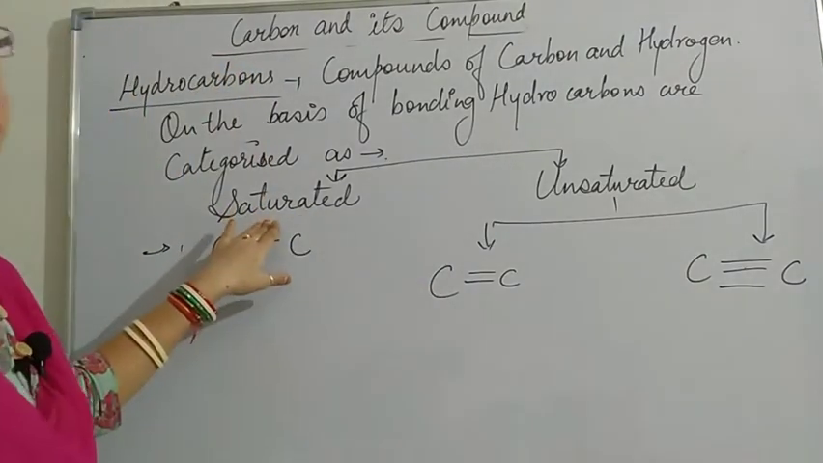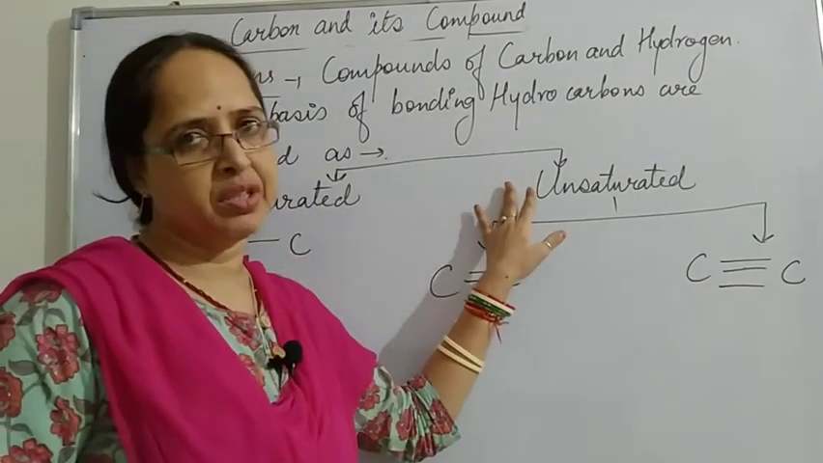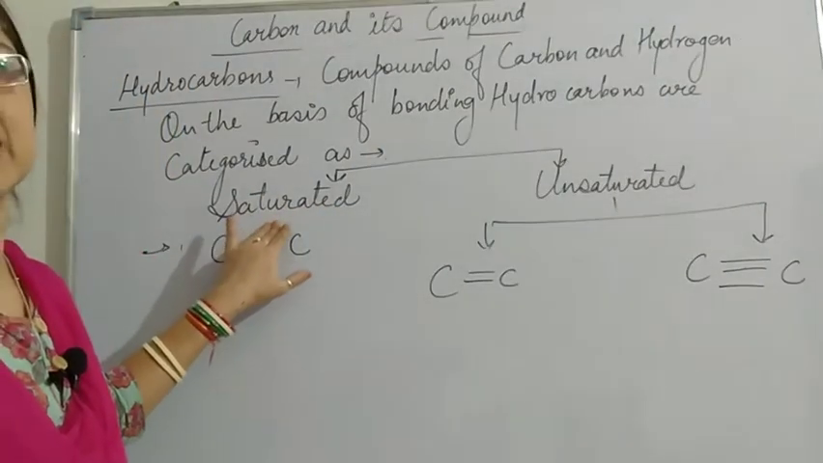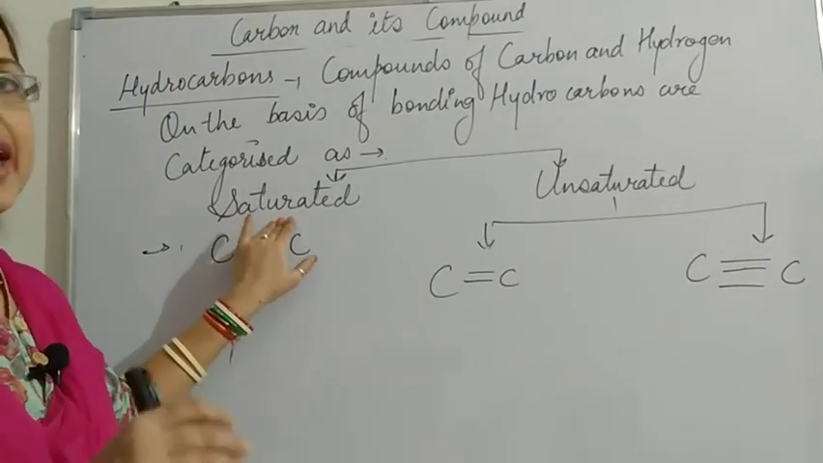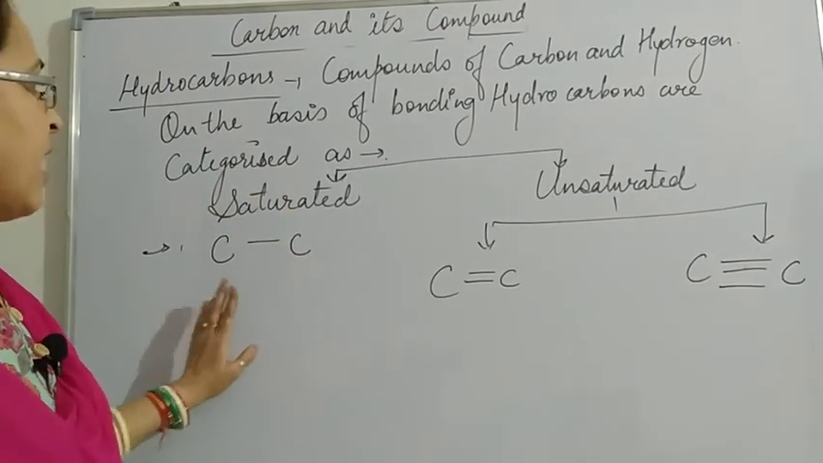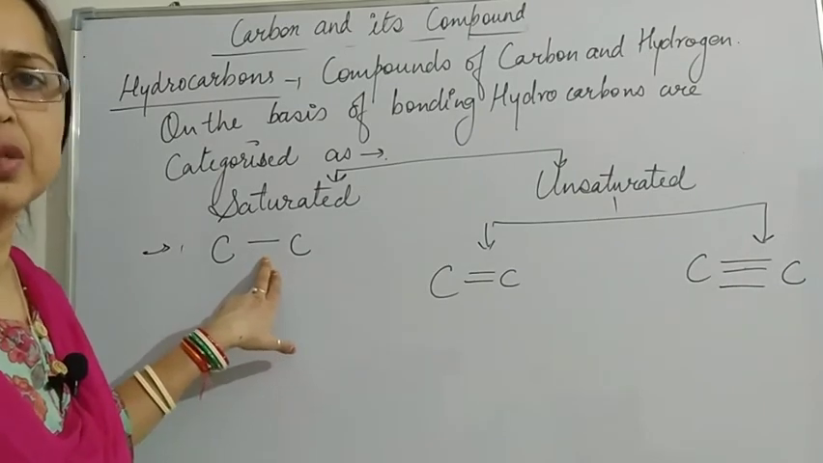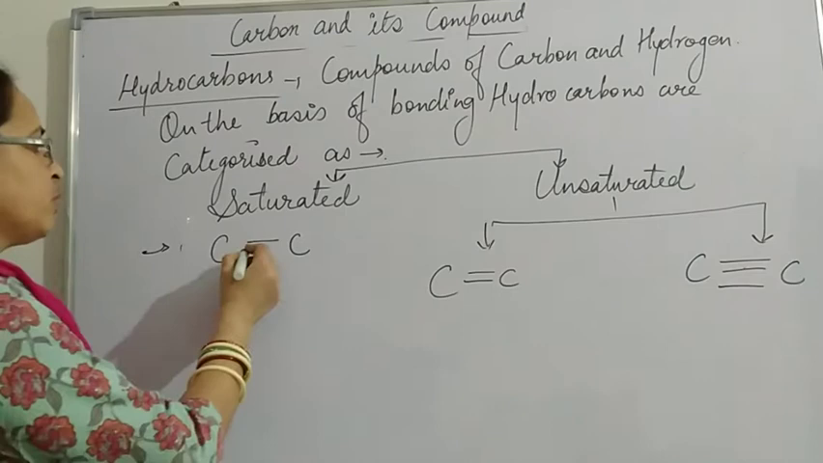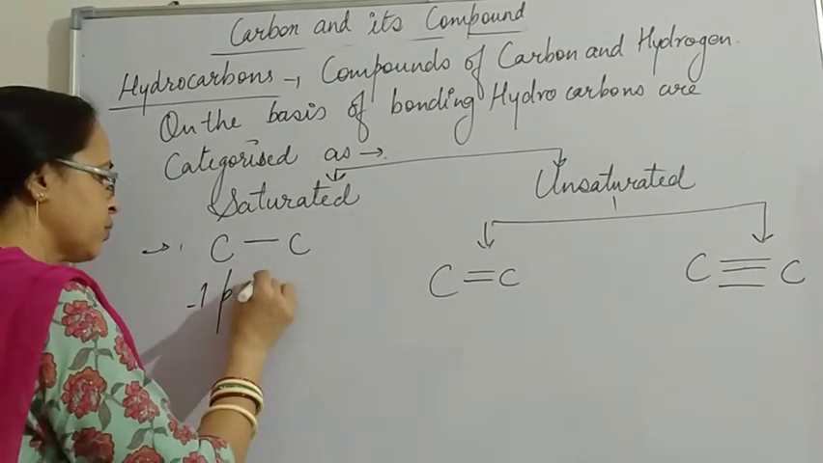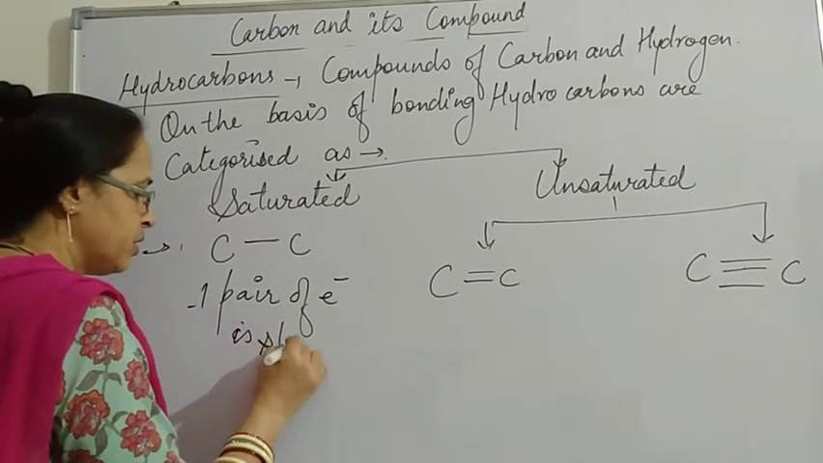categories. The first is saturated hydrocarbon and the other is unsaturated hydrocarbon. Now in saturated hydrocarbon compounds, the carbon-carbon atoms have a single bond between them. That means only one pair of electrons is shared. For one covalent bond, one pair of electrons is shared.